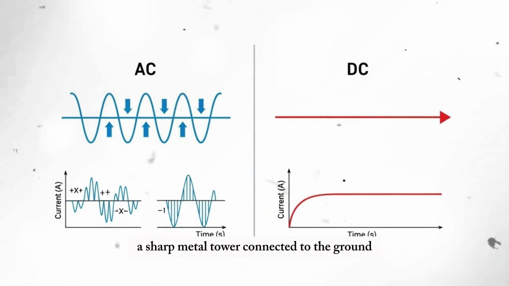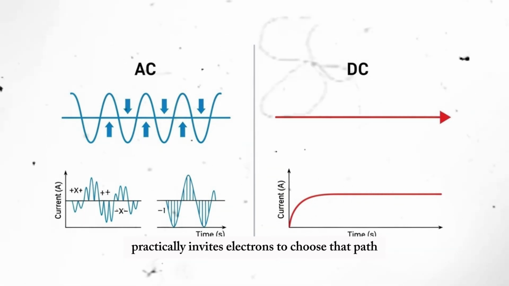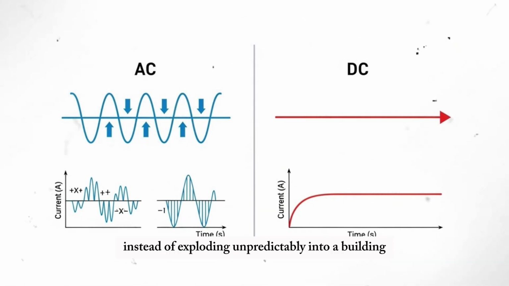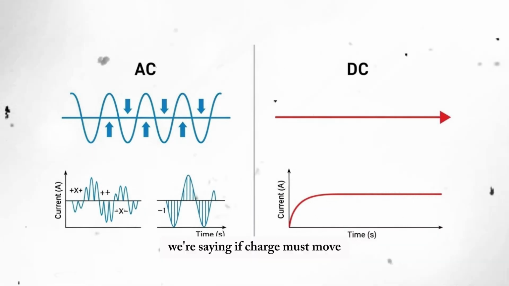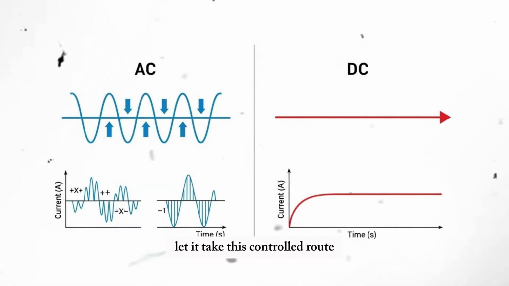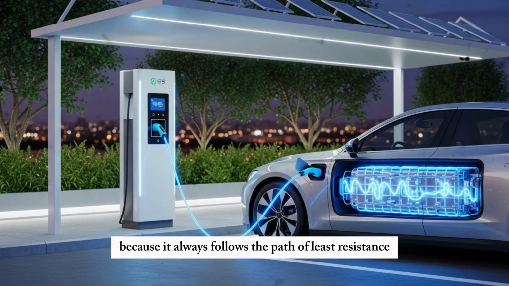You can see the same principle in lightning rods. A sharp metal tower connected to the ground practically invites electrons to choose that path instead of exploding unpredictably into a building. We're not fighting the storm. We're saying, if charge must move, let it take this controlled route. The universe approves because it always follows the path of least resistance.